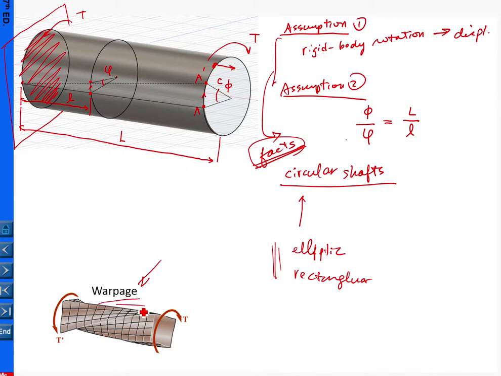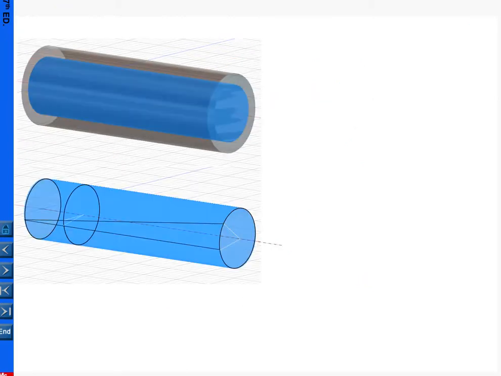Warpage is actually a more complicated phenomenon, and it involves quite a bit of calculation. So as a fundamental mechanics of materials course, we have no time to study warpage. That is the reason we take the circular shaft as our model. That keeps our model as simple as possible, but still captures all the major features. Let's move on to see in more detail how to quantify the calculations.